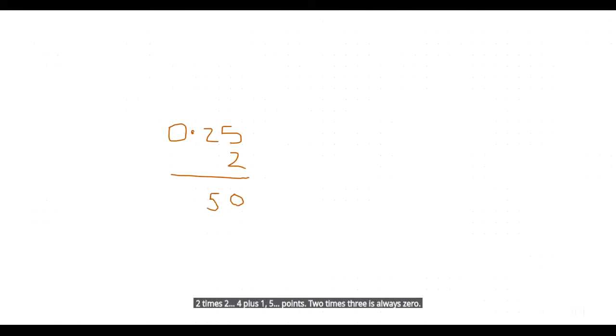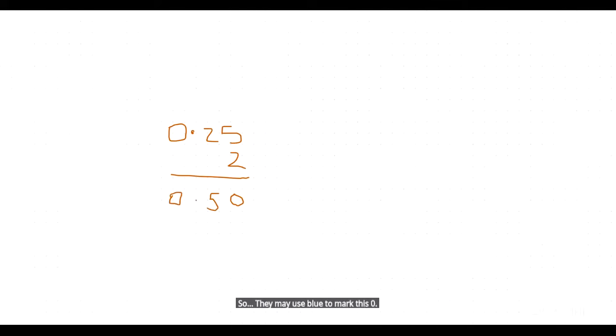We have to convert 0.25 to binary. The 0.25 is a decimal number and it is a fraction, right? So let me start multiplying by 2. You will see why I chose one that will end quickly, not an infinite one. 2 times 5, 10, carry 1. 2 times 2, 4 plus 1, 5. Points. 2 times 0 is always 0.